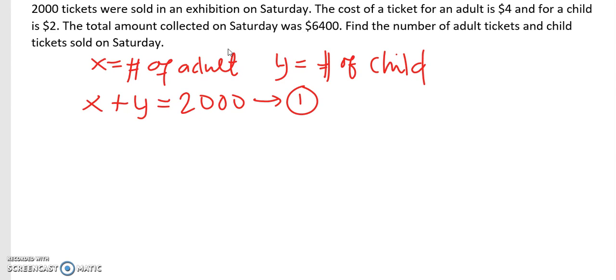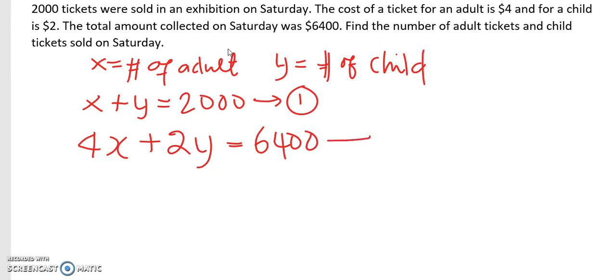The second equation is that if I have the number of adults as X and the number of children as Y, the total amount collected is 6,400. So basically for an adult the ticket is $4, so 4X, plus the child ticket is $2, so 2Y, is going to be equal to 6,400. This is going to be my second equation.